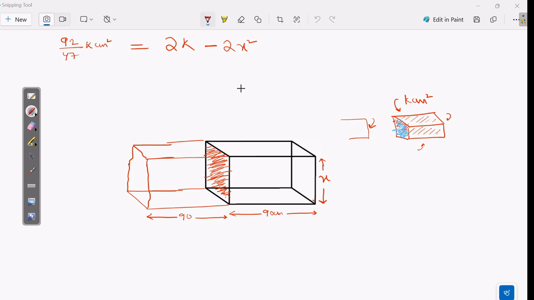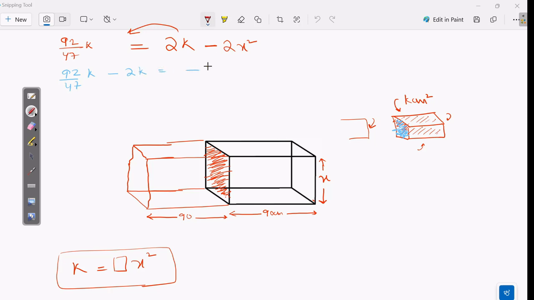Okay, so now we have this expression. Now we'll try to simplify this. So we have 92 over 47 k equals 2k minus 2x square. We will try to simplify this, and we'll try to write k in terms of x square. Like k is equal to some number times x square. So let's bring 2k on this side. So 92 over 47 times k minus 2k equals minus 2x square.